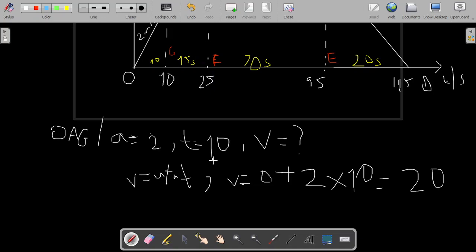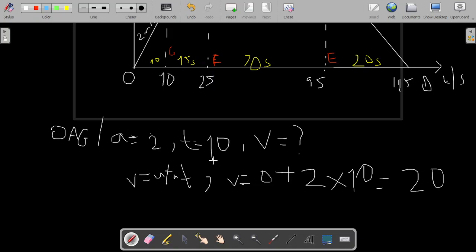No, sorry, the time given is, okay, ranges from this, that's 15 seconds. It moves for about 15 seconds. So what's given here again? We need to get the velocity, which is the final velocity.